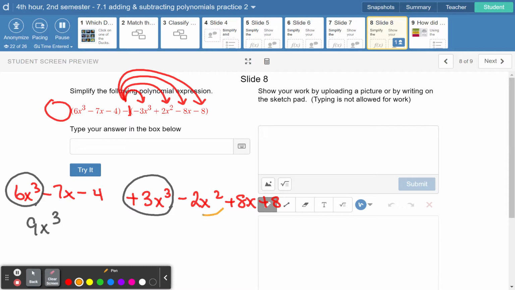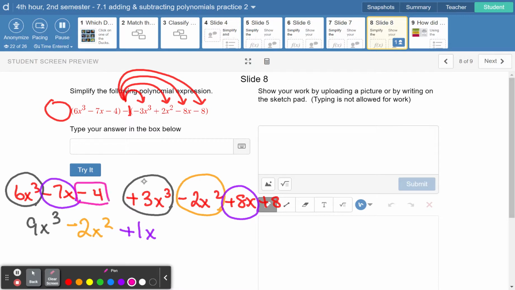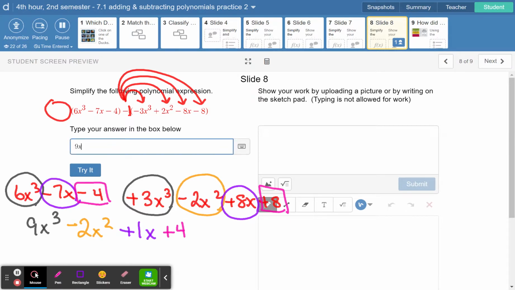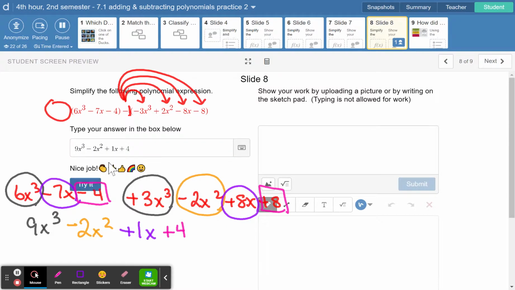Then we have negative 2x squared. Nothing combines with it, so we can just rewrite it. Negative 7x plus 8x gives you that positive 1x, or just a positive x. And then negative 4 plus 8 gives you a positive 4. So you can check it. Make sure it's in standard form. Biggest exponent and descend, which is decreasing, all the way down. And we're good.